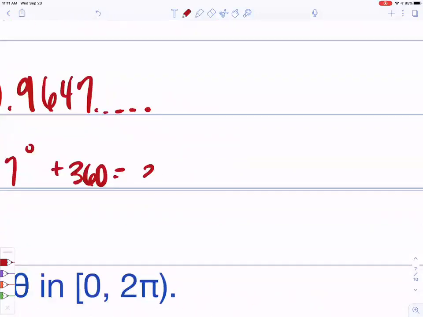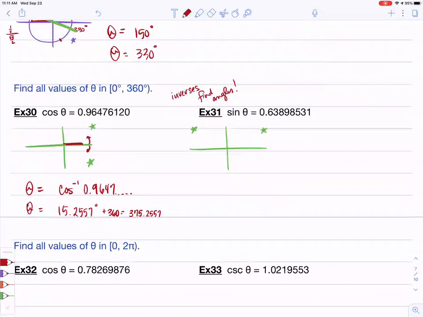What'd you get? I beat you. Nobody said anything, so I won. Okay, so I haven't written my answers nicely, so let's go ahead and do that. By the way, does 375, it's always good to be thinking, does this make sense? That didn't make sense. It's not between 0 and 360.